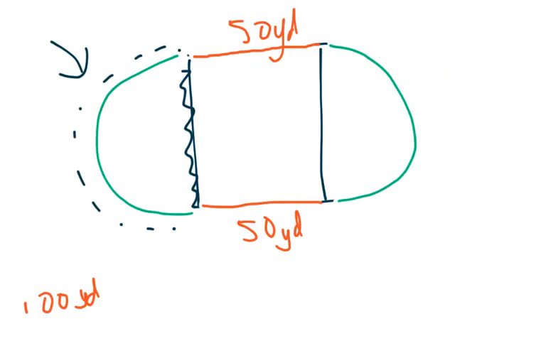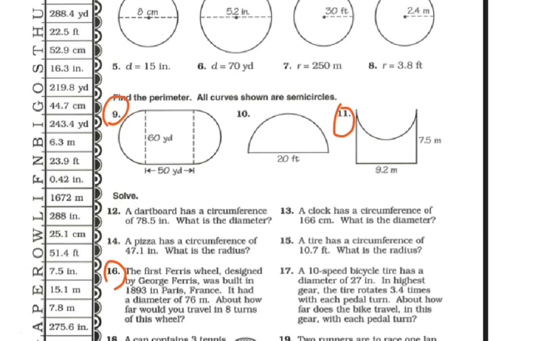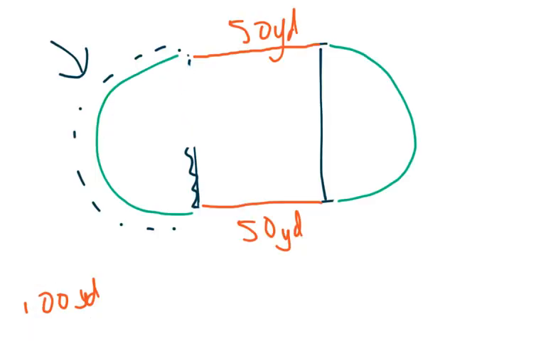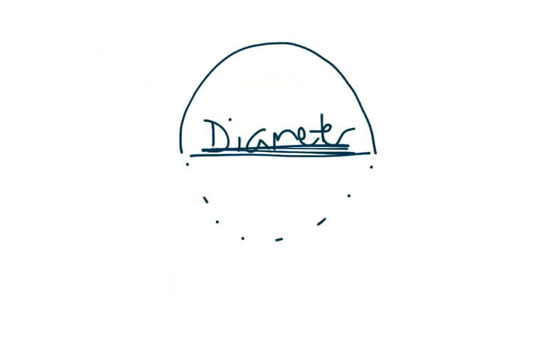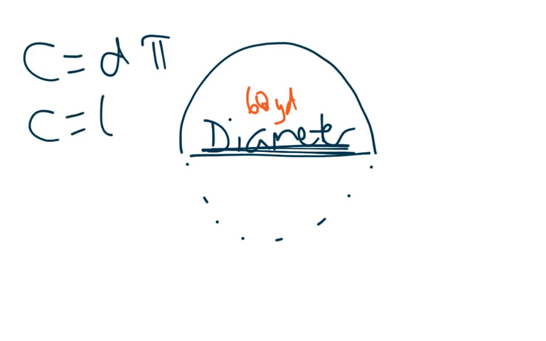And so we need to know that, and they do tell us that it's 60 yards. So I'm going to say this is 60 yards. And it's not really a whole circle, but we're going to pretend like it is right now. So if it were a whole circle, the circumference would be the diameter times pi. And the diameter is 60, so 60 pi yards.